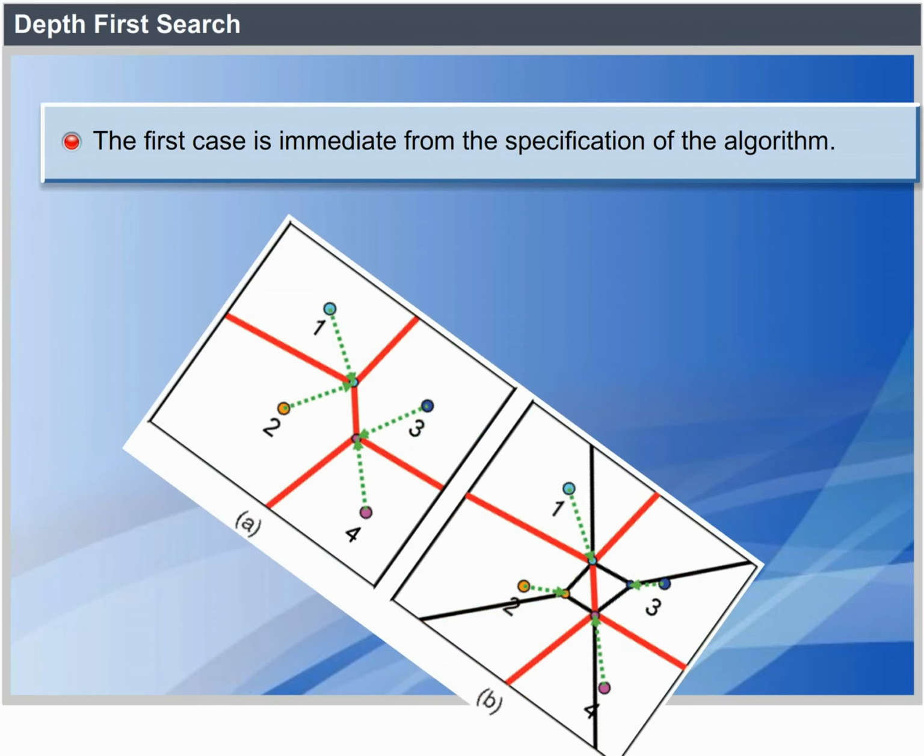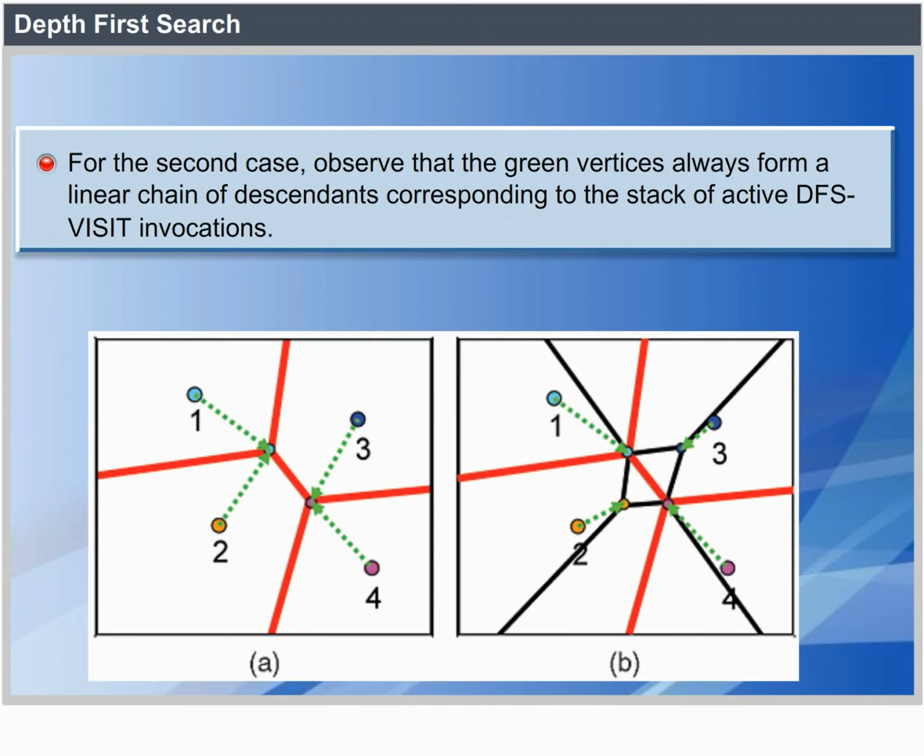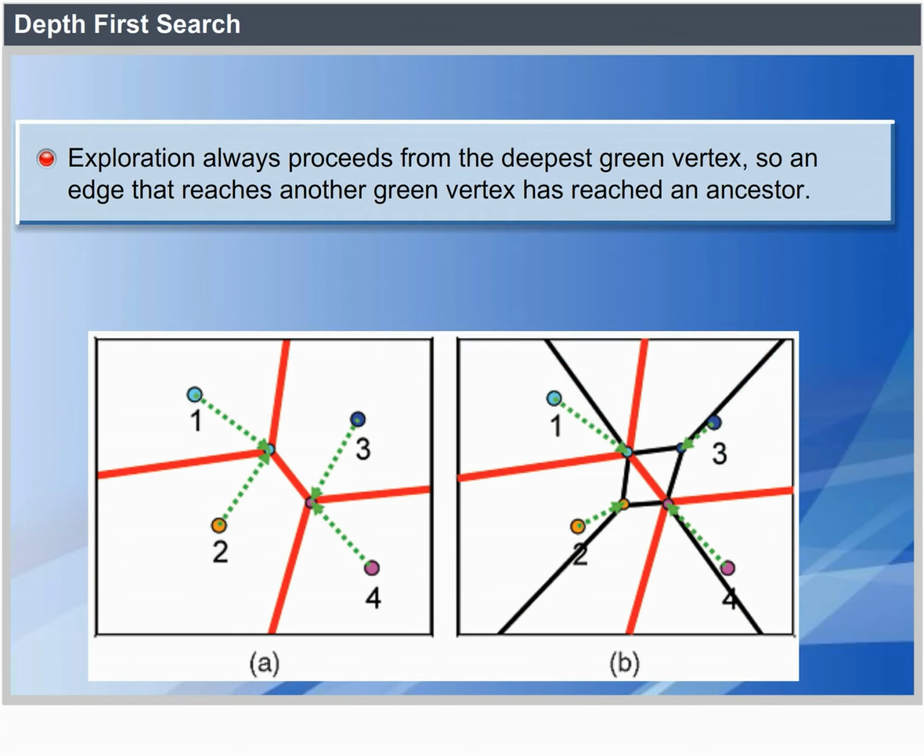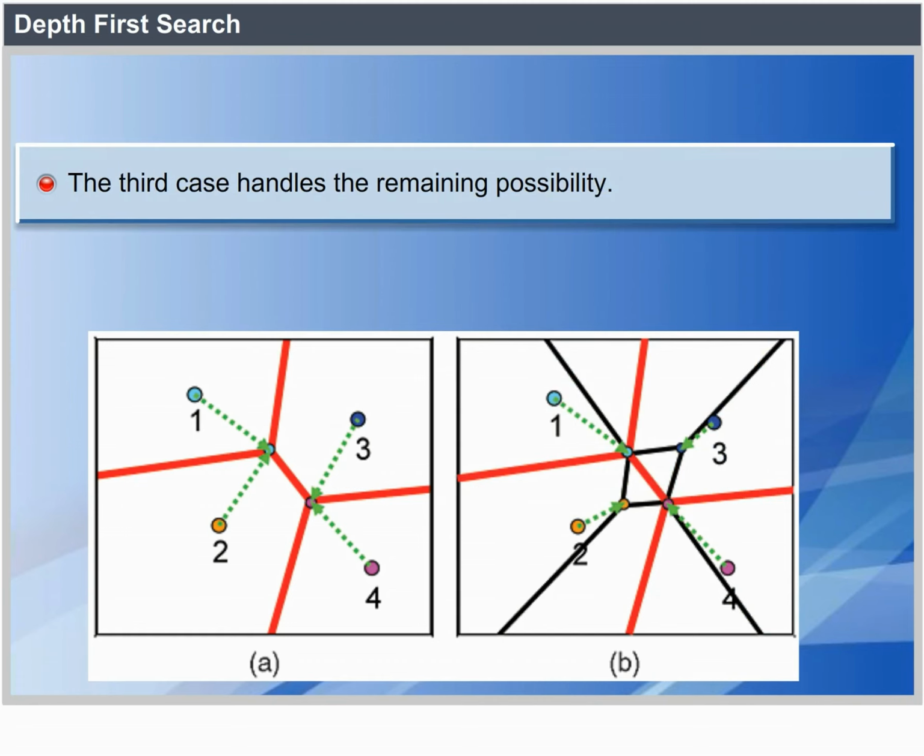For the second case, observe that the green vertices always form a linear chain of descendants corresponding to the stack of active DFS visit invocations. The number of green vertices is one more than the depth in the depth-first forest of the vertex most recently discovered. Exploration always proceeds from the deepest green vertex, so an edge that reaches another green vertex has reached an ancestor. The third case handles the remaining possibility.